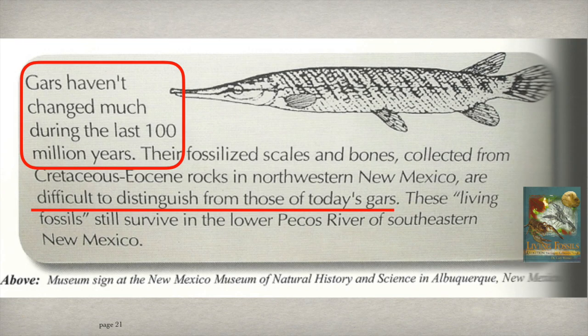And this is what they see, a sign in a museum in Albuquerque. This is, gars haven't changed much during the last 100 million years. As a matter of fact, it's difficult to distinguish them from the ones living today.